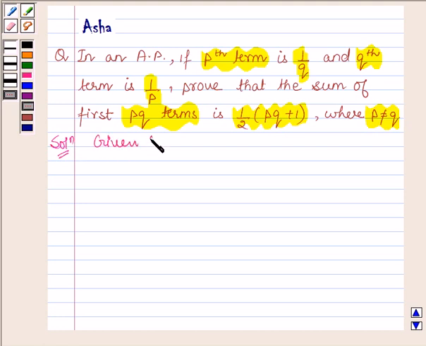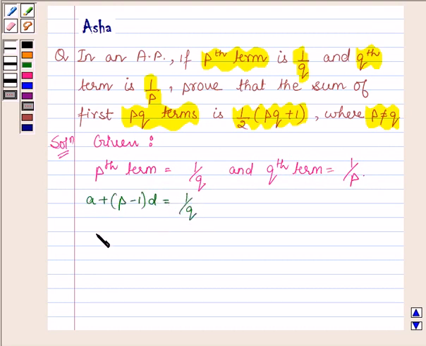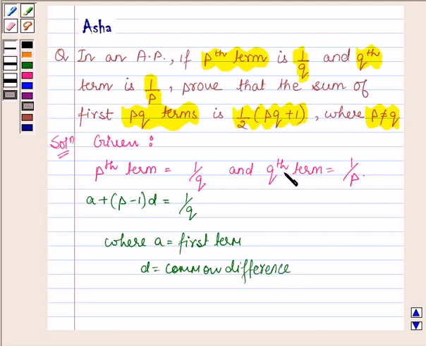We are given that the Pth term of the AP is equal to 1 upon Q and the Qth term is equal to 1 upon P. The Pth term is A plus P minus 1 into D, so this is equal to 1 upon Q, where A is the first term of the AP and D is the common difference. And the Qth term will be A plus Q minus 1 into D, so this is equal to 1 upon P. Let this be equation number 1 and this be equation number 2.